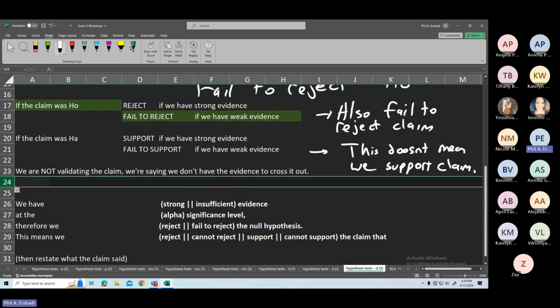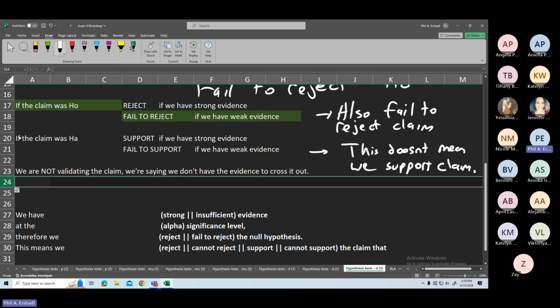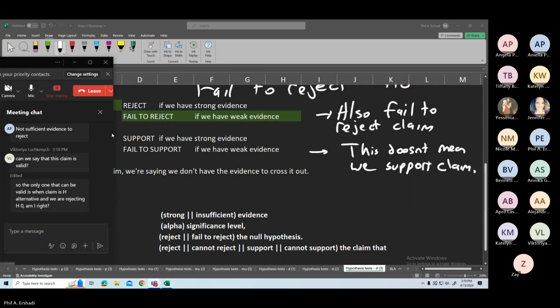So this is like, again, it's like a courtroom. If the prosecutor comes in without enough evidence, we got to let the suspect walk free, even if the suspect's guilty. The reason why is because the prosecutor has to prove it. So even if it's true, if we can't prove it, we have to say so. So we have to let the null walk free today because our evidence wasn't strong enough. So the only one that can be valid is when the alternative. Yeah, there you go. Now you got it. If the claim is the alternate hypothesis and we're rejecting the null, then we support the claim. But that's the only time we can support it.